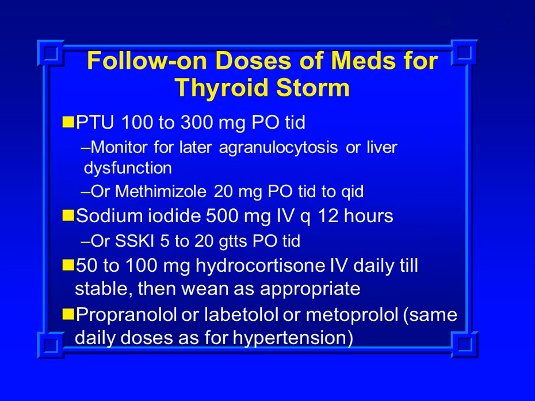Follow-on doses of meds for thyroid storm. PTU 100 to 300 mg PO TID. Monitor for later agranulocytosis or liver dysfunction. Or methimazole 20 mg PO TID. Sodium iodide 500 mg IV Q12 hours. Or SSKI 5 to 20 drops PO TID. 50 to 100 mg hydrocortisone IV daily till stable, then wean as appropriate. Propranolol or labetalol or metoprolol, same daily doses as for hypertension.